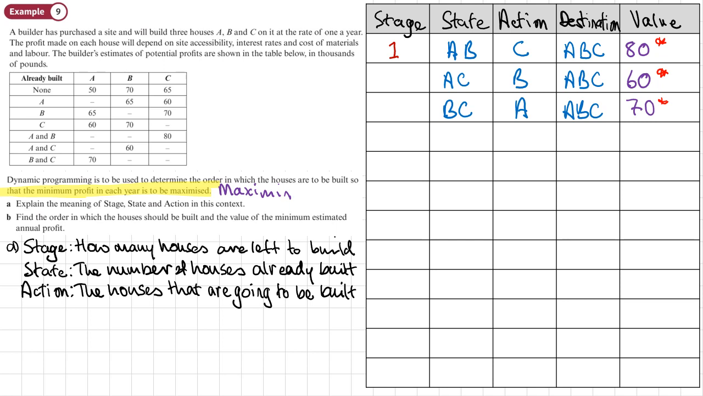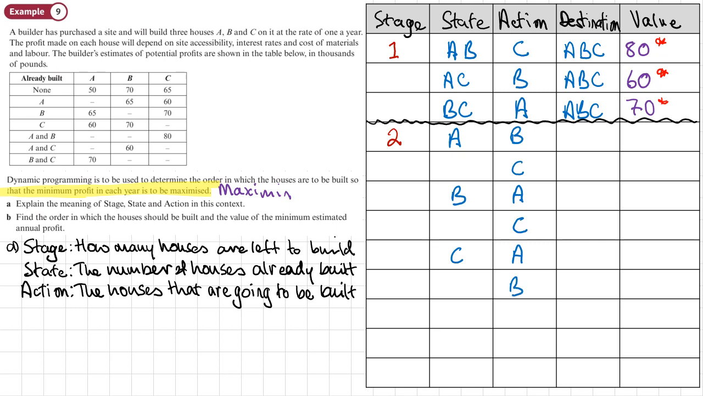So now we're going to move on to stage 2. Now in stage 2, a house is already going to have been completed. That's either house A, B or C. If house A has been completed, then our next step would be to complete either house B or C. If house B has been completed, then our next action is going to be complete houses A or C. Or if house C has been completed, then our options are going to be to complete house A or B next.